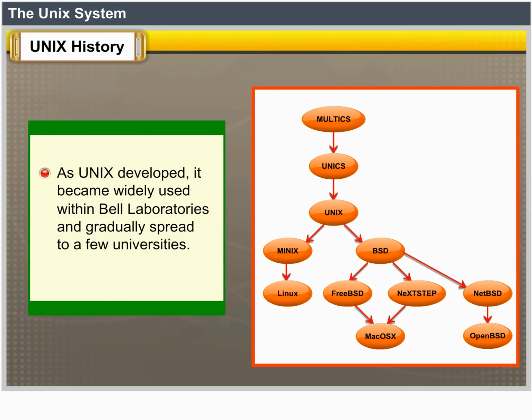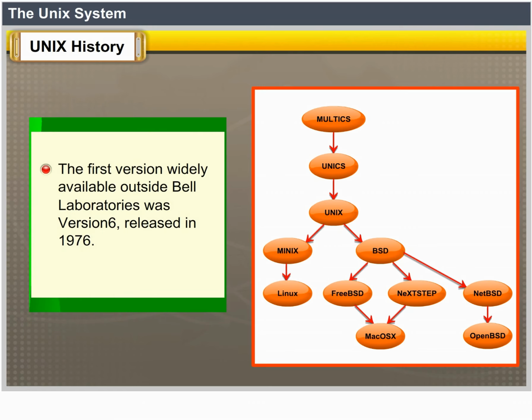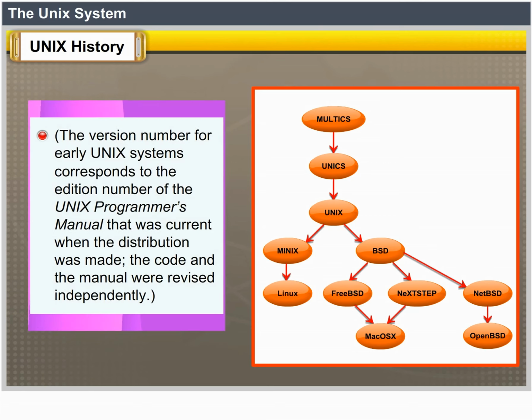As Unix developed, it became widely used within Bell Laboratories and gradually spread to a few universities. The first version widely available outside Bell Laboratories was version 6, released in 1976. The version number for early Unix systems corresponds to the edition number of the Unix programmer's manual that was current when the distribution was made. The code and the manual were revised independently.